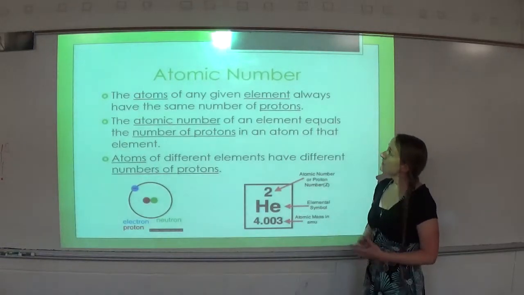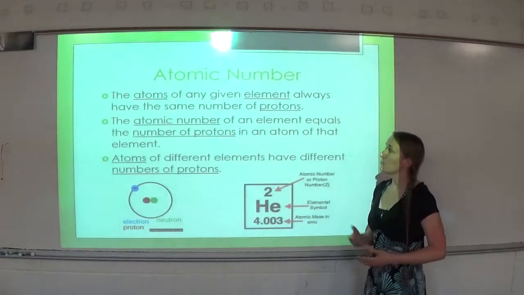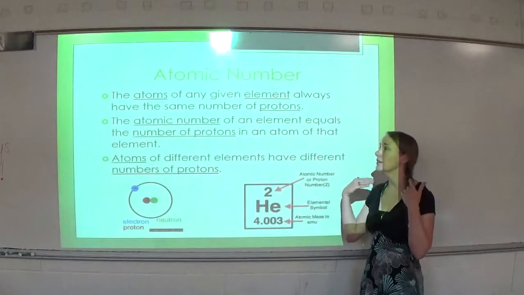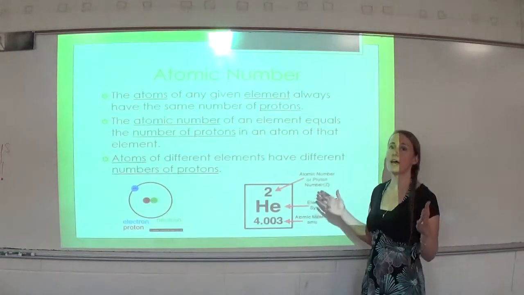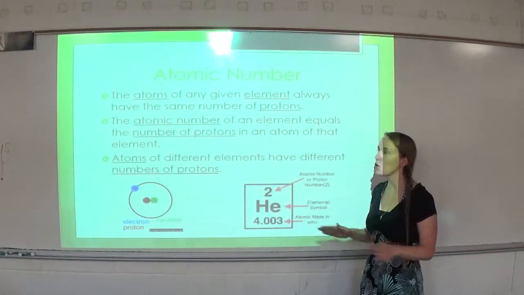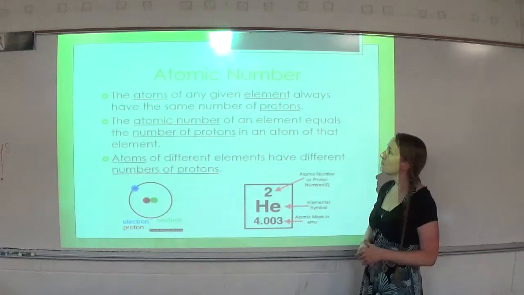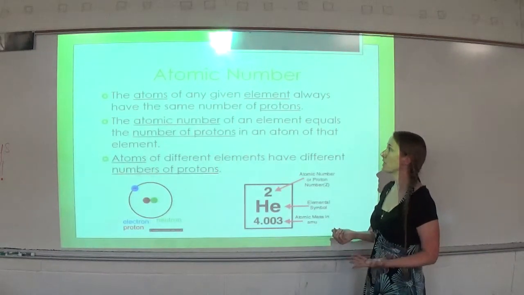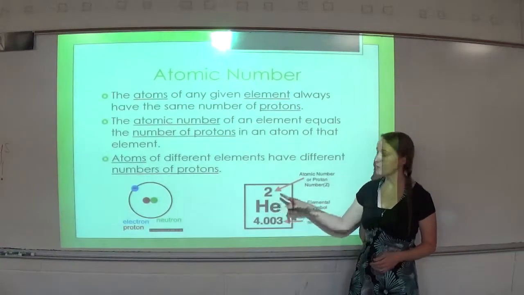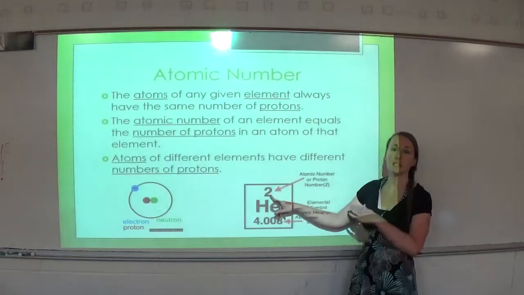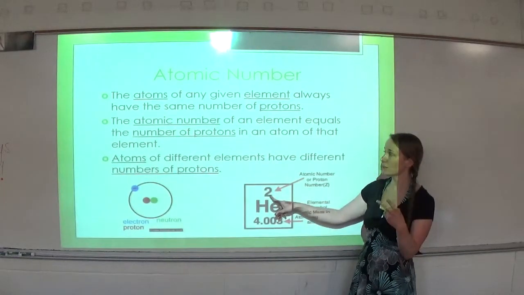So the atoms of any given element always have the same number of protons. So if an element is boron, boron is number 5, so every boron atom will have 5 protons no matter what. The atomic number of an element equals the number of protons of that atom of that element. And on the periodic table, your atomic number is at the top. So helium has atomic number of 2, that means every helium atom will have 2 protons.